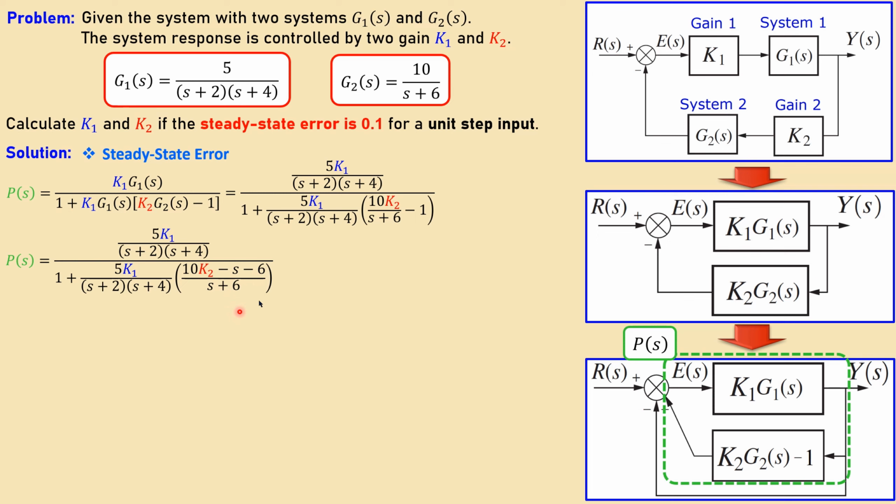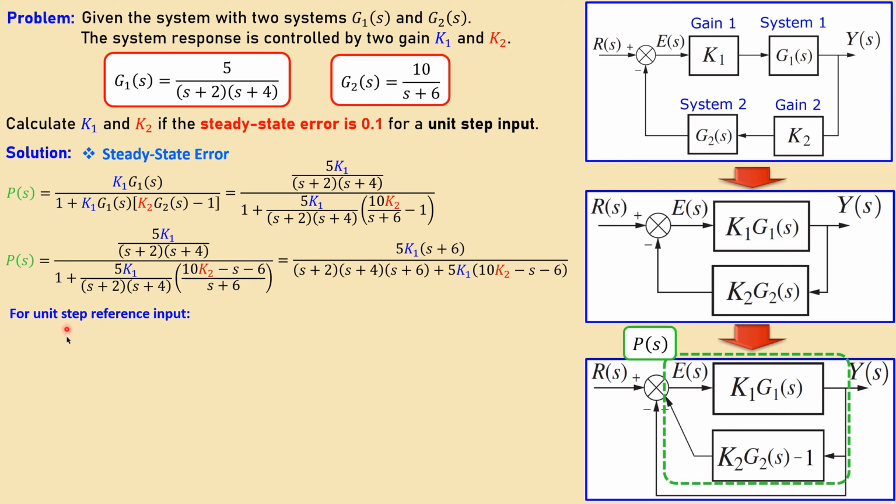Now the next step is again multiply the numerator and denominator by s plus 2 times s plus 4 times s plus 6. The result is here. You can see again this 1 is then multiplied by these 3 terms. Here you will lose the s plus 2 and s plus 4 terms, so you will actually have this, and this is here 5k1 times this one completely. Now this is our expression for the PS, which is then required for our steady state error calculation.